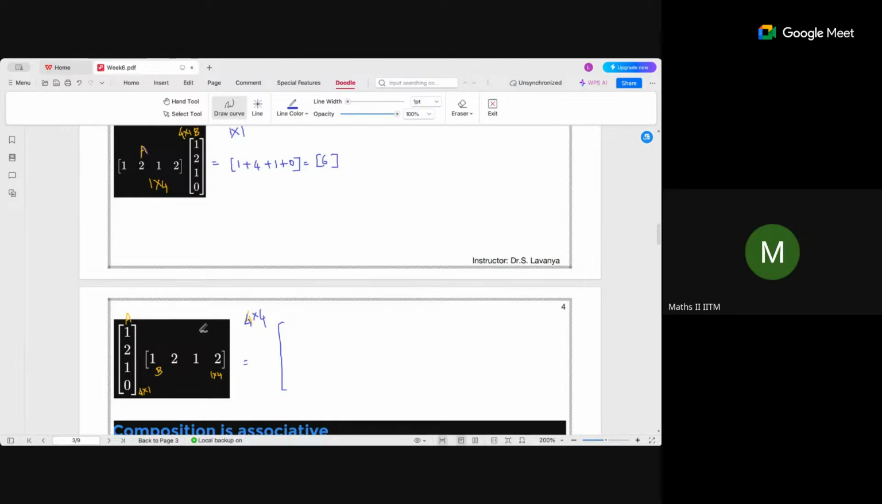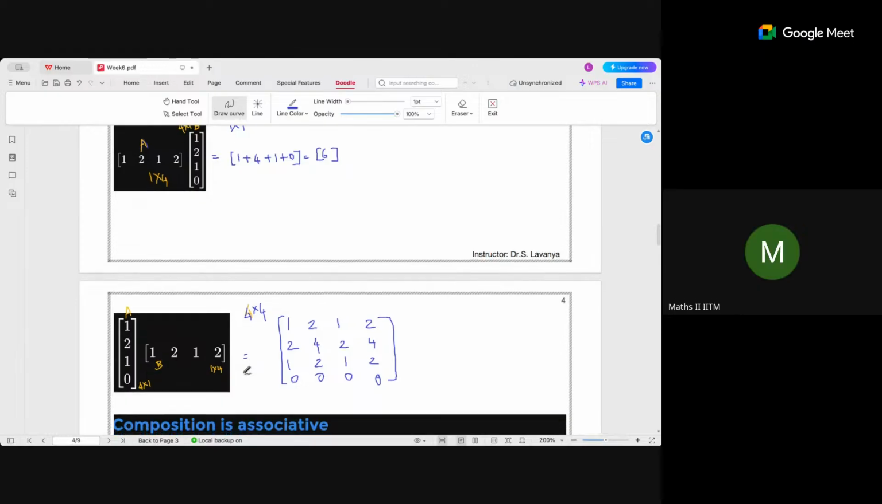So here you see that you have first row, first column, first row, second column, right? And then here you have 2 4 2 4, 1 2 1 2, then 0 0 0 0. Is that correct? Yeah.